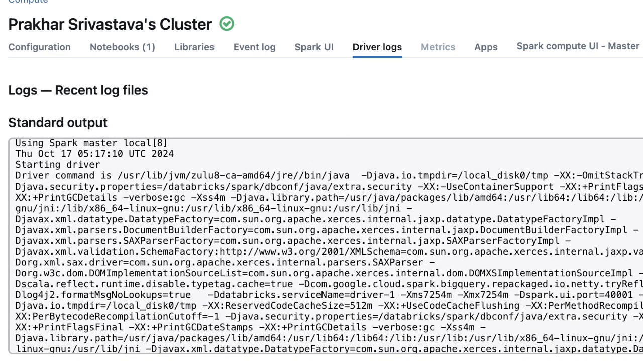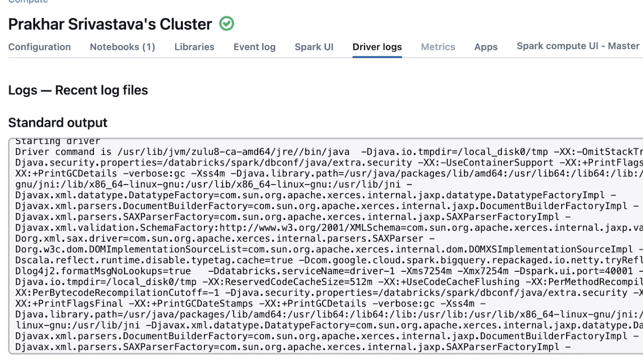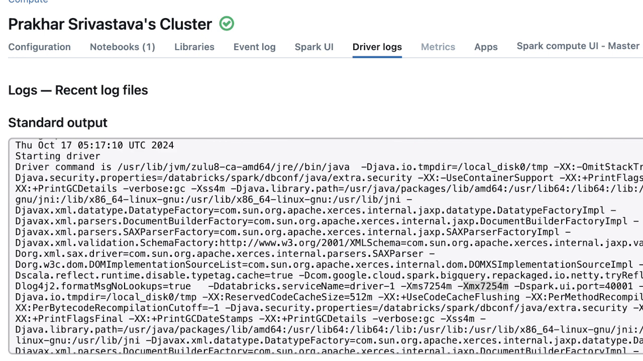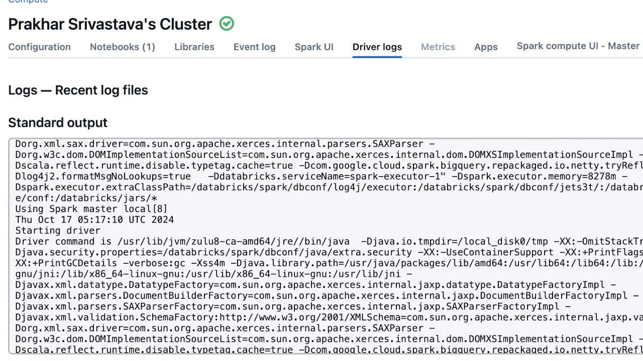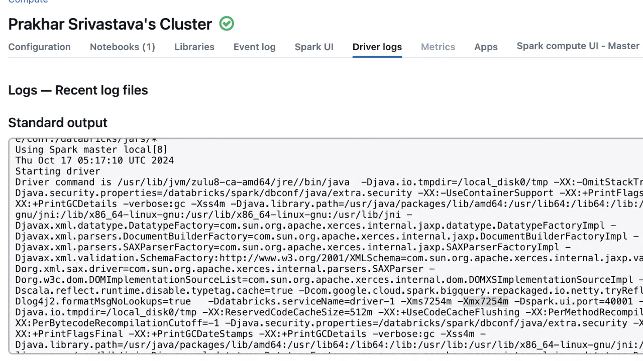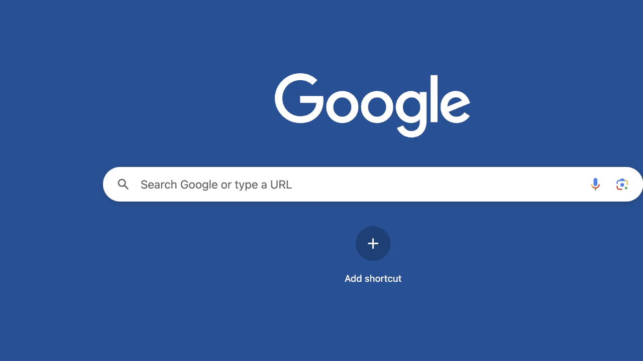will see some memory. Okay, this is the one. So driver memory is 7254 MB. Okay, so if you calculate 7254, okay, so if you calculate 7254 plus 8278, it will give you around 15.